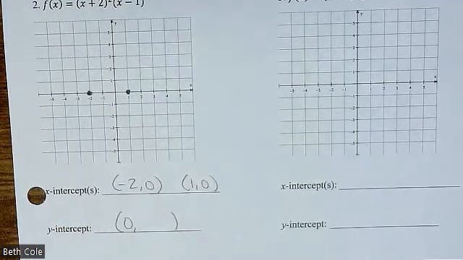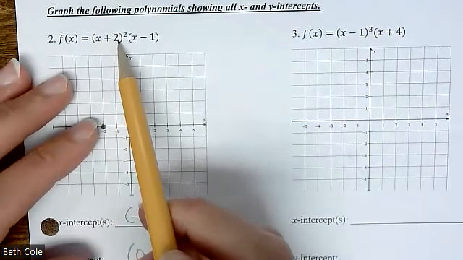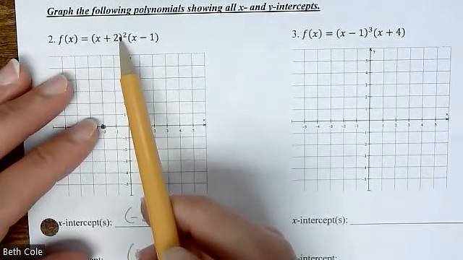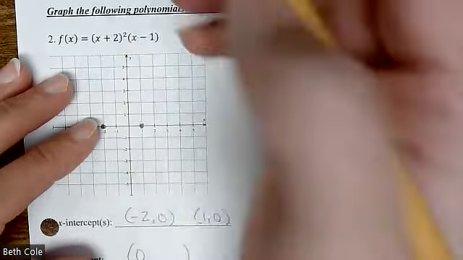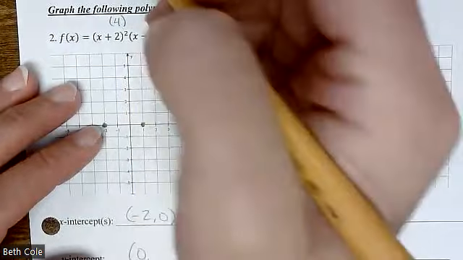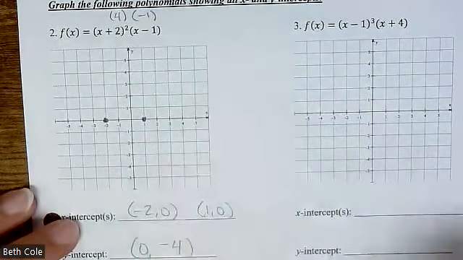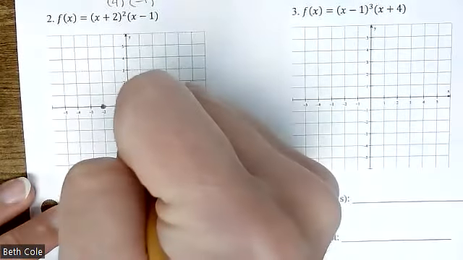You get the y-intercept by plugging in 0. So we're just going to plug in 0 and see what happens. Ready? 0 plus 2. 2 squared is 4. So that first part is 4. And then 0 minus 1 is -1. So 4 times -1 is -4. So that'll be right there.